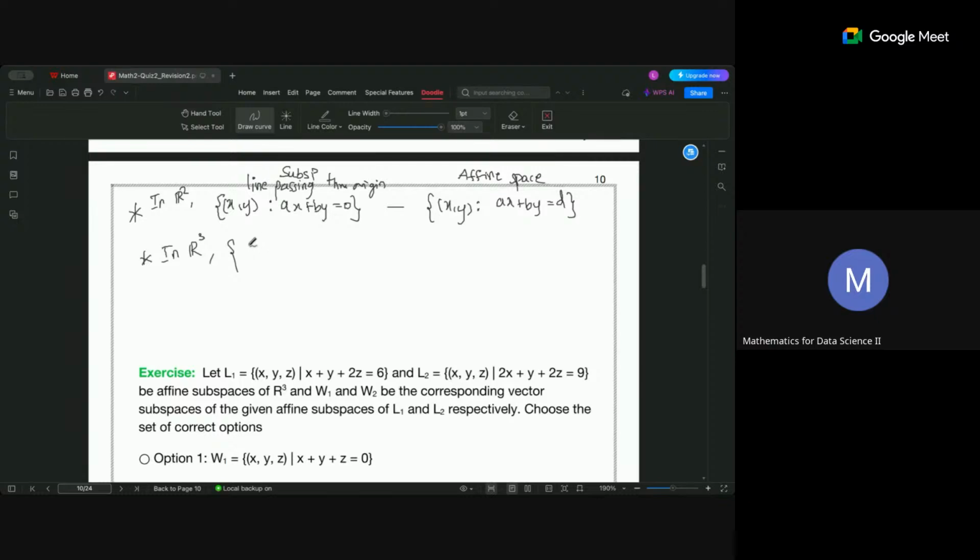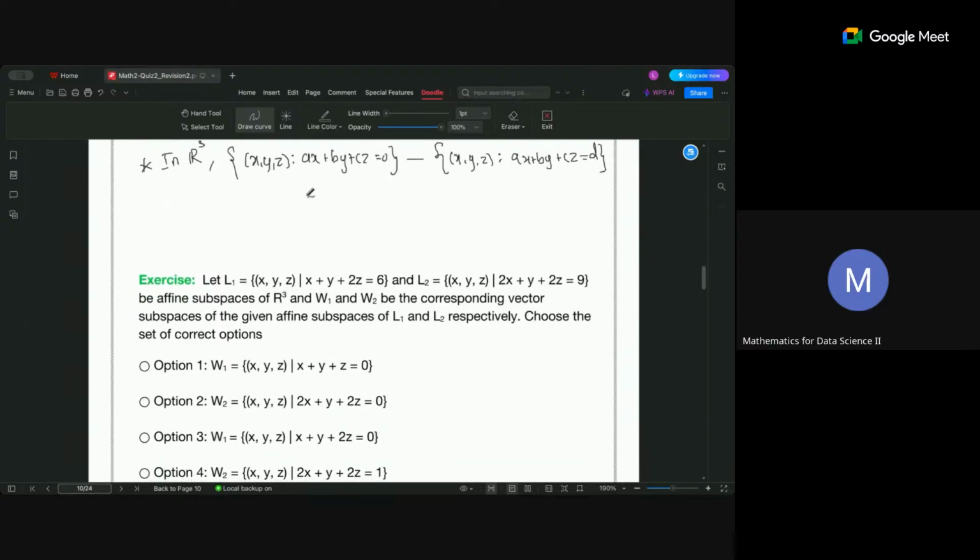You have to write the set of all (x, y, z) such that ax plus by plus cz is equal to 0. Now what is the corresponding affine space? Ax plus by plus cz equal to some constant. Yes. So if you have this subspace, this is the corresponding affine space. So finding this is very straightforward.